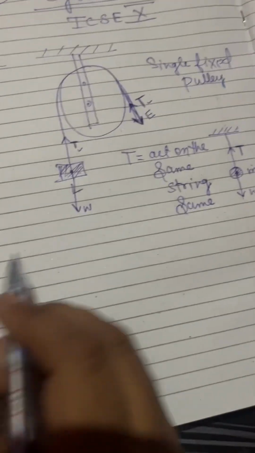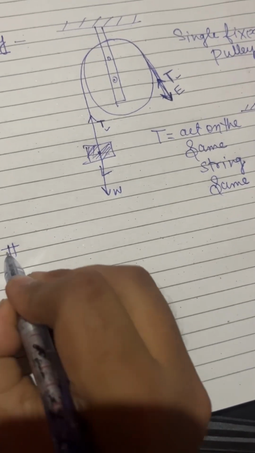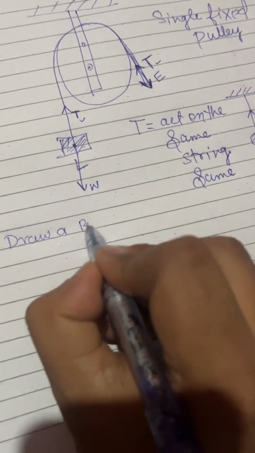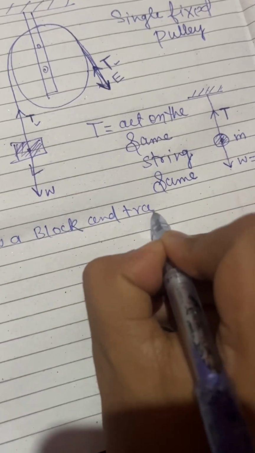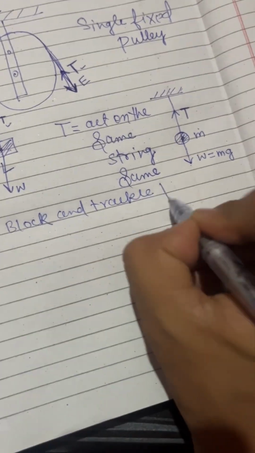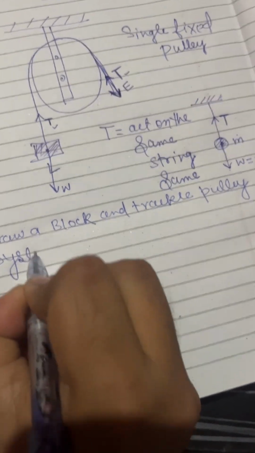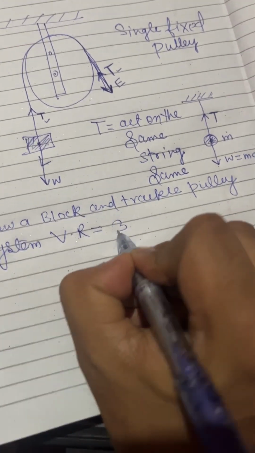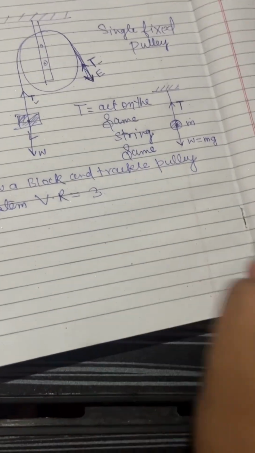Let us draw a block and tackle system. We have a question: draw a block and tackle pulley system whose velocity ratio is 3. I am making you understand the simple block and tackle pulley system.